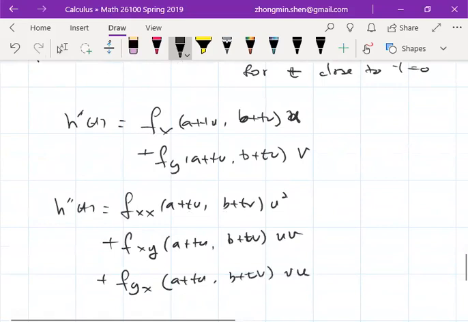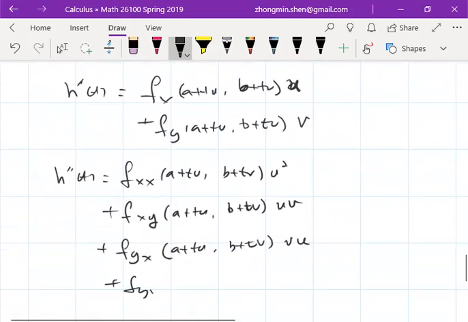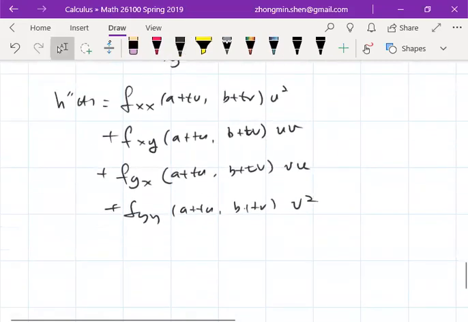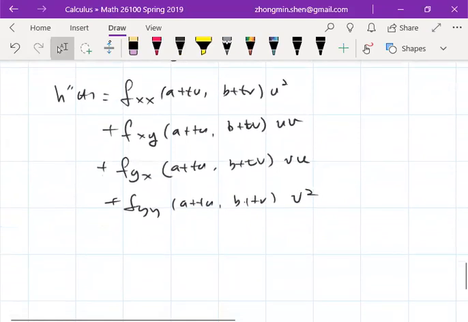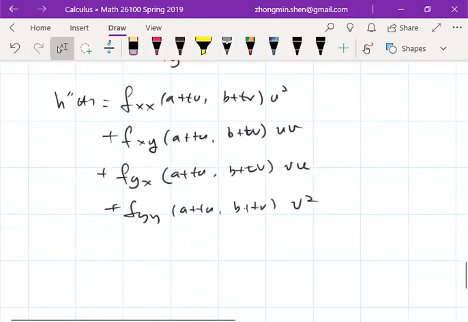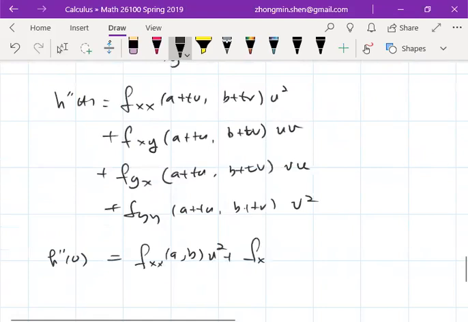V and U, and then plus f_yy. Yeah, it's getting more and more complicated. Right, so you get those terms. All right, so let me evaluate at the 0. When I evaluate at 0, I get f_xx and b u squared, f_xy and b uv, plus f_yx b vu, and plus f_yy and b v squared.